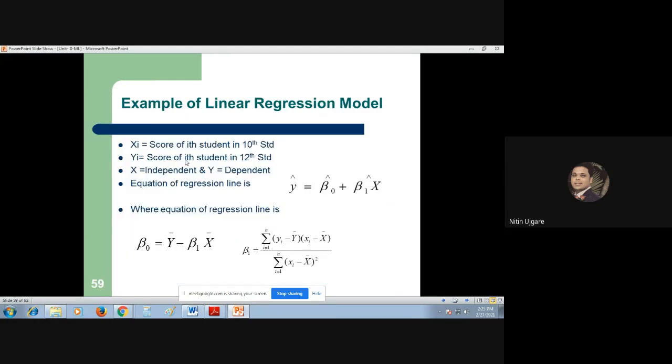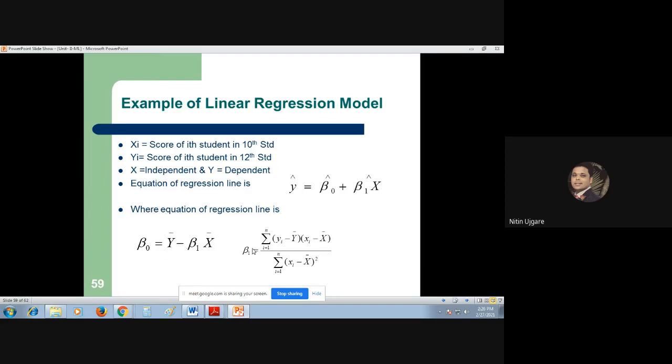Now we know that xi is the score of the ith student in 10th standard, yi is the score of the ith student in the 12th standard, x is our independent variable and y is our dependent variable. We know that the equation of the linear regression line, because we want to predict the linear regression line, is represented as y cap is equal to beta 0 cap plus beta 1 cap of x, where beta 0 and beta 1 are the model's parameters, and these are the formulas that we are going to use to calculate beta 0 and beta 1.